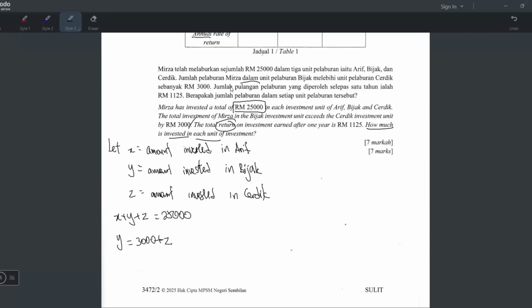Return dalam bahasa Melayu is pulangan. In other words, return is the profit. Yeah, it's the profit. Okay. Yeah, amount yang you dapat balik lah. Alright, so the total return is 1125. How much invested in each unit?